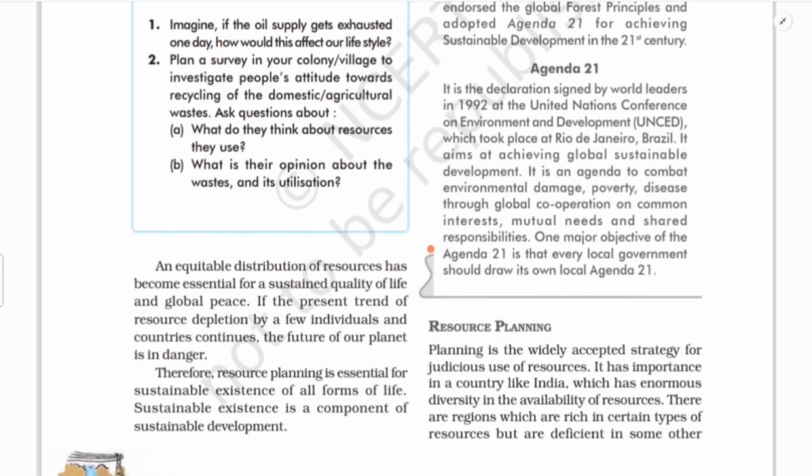So an equitable distribution of resources has become essential for a sustained quality of life and global peace, so that the trend of resource depletion can be controlled in a specific manner. And for this we need resource planning for the sustainable existence of all forms of life. Sustainable existence is a component of sustainable development.